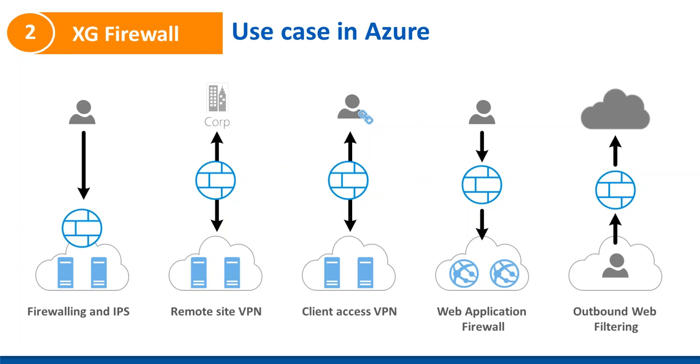Another thing that Azure didn't support for a really long time was the use of BGP over those IPsec connections. This is again something that we can address with the XG firewall.